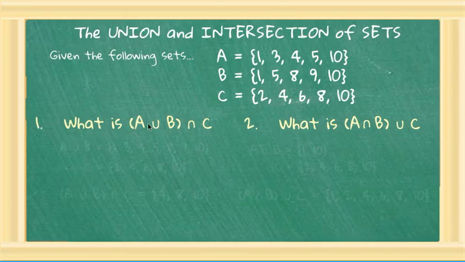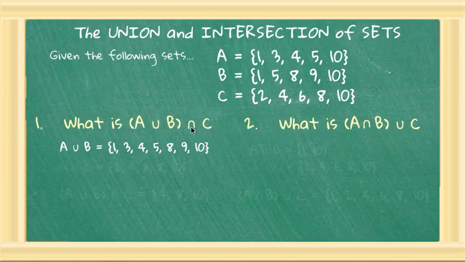We start with our parentheses A unioned with B. So I look up here at A and B. When I union those together, that's everything in either one or the other. So I've got some overlap, so I don't need to count those more than once. But there's a 1, 3, 4, they both have 5, and then it jumps to 8, 9, and 10. So the union is listed here.